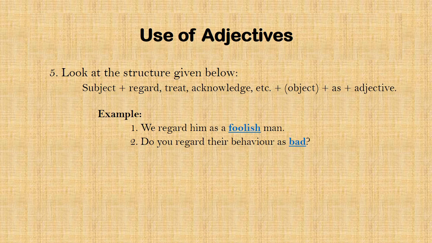Try to find out the verbs. You are right. The word regard is the verb in the two sentences. After the verb, you will use "as," and after that, use adjectives to complete the sentences. The words foolish and bad in the examples are adjectives.